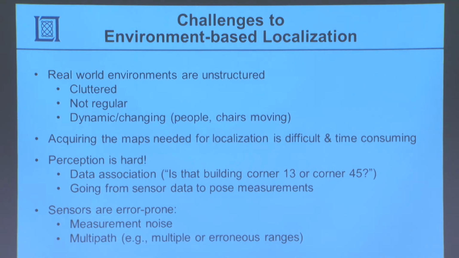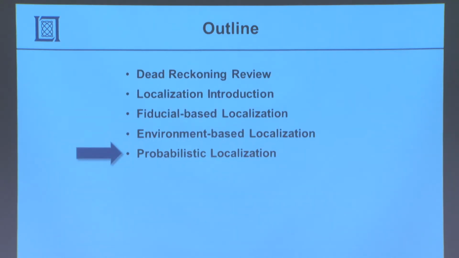So if you had just an environment where you have a bunch of long straight hallways, it's very difficult to know which long straight hallway you're in from your current sensor measurements. And then also your measurements are still error prone. So you have noise in all of your measurements. So trying to correct for those measurements can be challenging. All right, so now we'll talk about probabilistic localization.